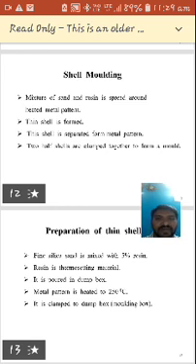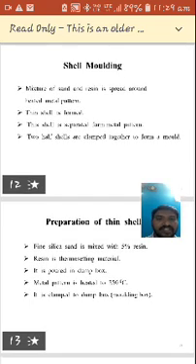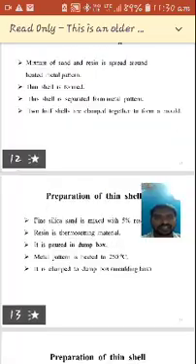From the metal pattern, the thin shell is separated. The two halves of shells are clamped together to form a mold. See here the shells are formed in halves. After separating the shell from the metal pattern, the separated shells are clamped together, then it will form a mold. So that is the shell molding process.